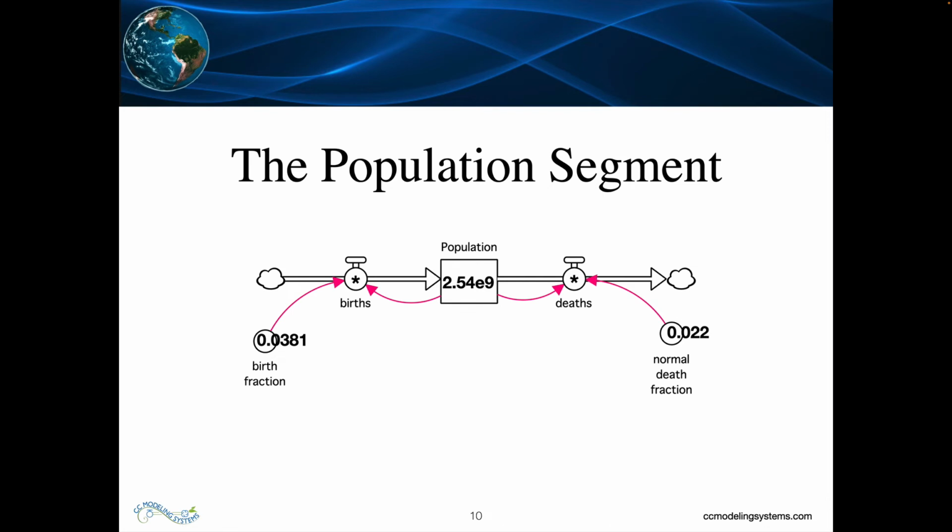I took the net growth fraction and split it into 2 parts, so I would have a birth fraction and a death fraction. I just looked up the 1950 global birth fraction on the internet and then calculated the death fraction using the birth fraction and the net growth fraction.